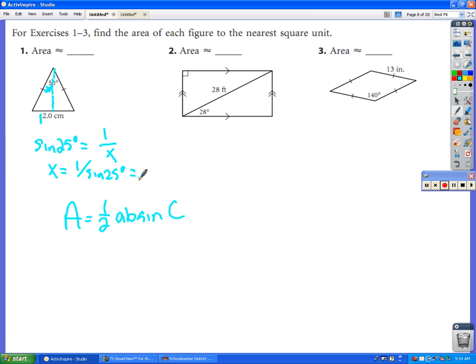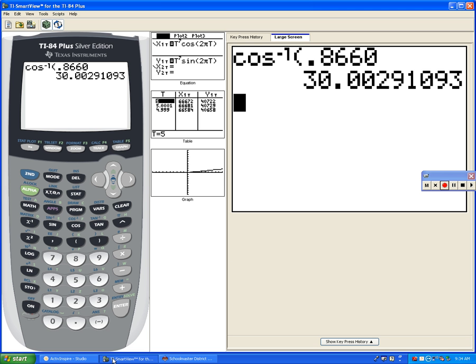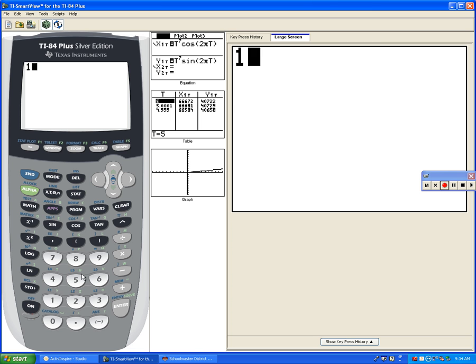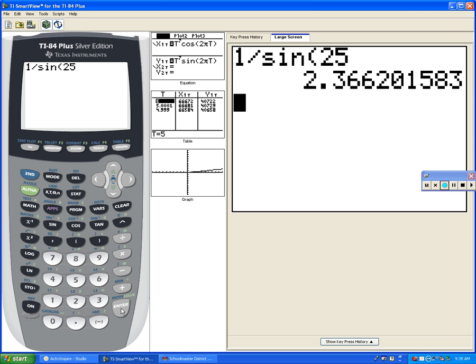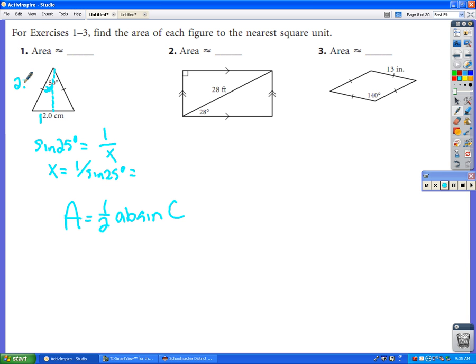Well, you can do this on your calculator now, right? Okay, so I'm going to go 1 divided by sine of 25. So that side is, let's go 2.37. Okay? So if that's 2.37, this side over here is also 2.37.